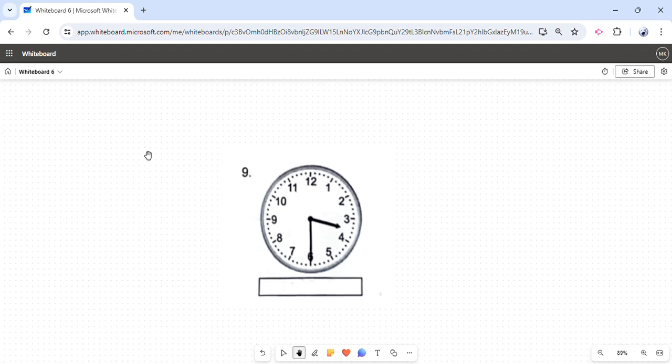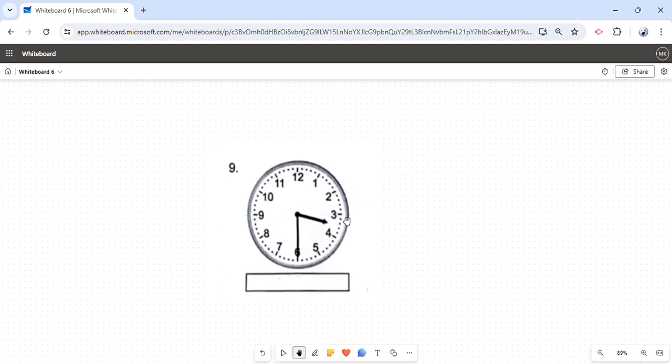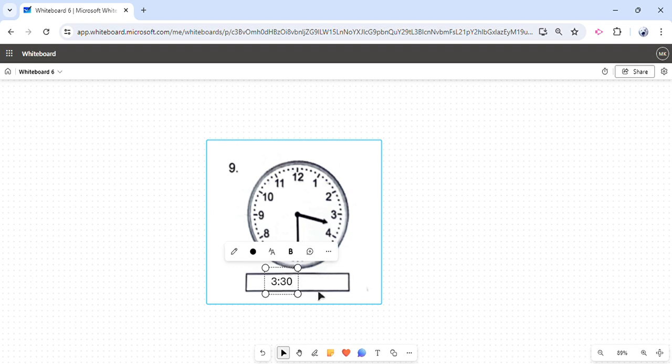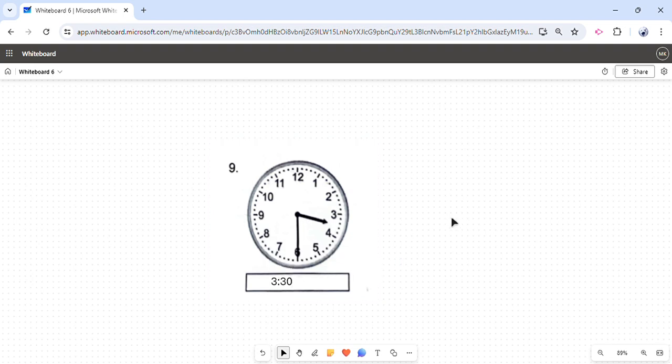And for the last clock, we have the hour hand after 3 and before 4. So the hour is 3. And again, we need to count by 5s, starting from the 12 on the clock. So we have 5, 10, 15, 20, 25, 30. So the hour is 3 and the minutes is 30. So the time is 3:30.